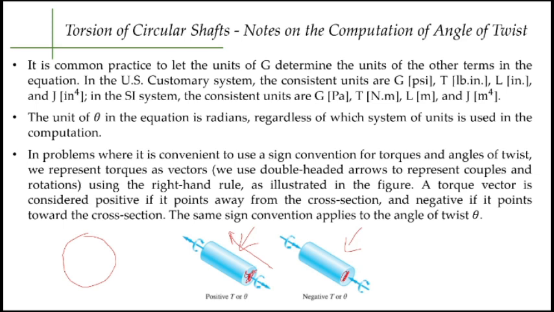Now, in problems where it is convenient to use a sign convention for torques and angle of twist, we represent torques as vectors, of course couples, using the right hand rule. As discussed, a torque vector is considered positive if it points away from the cross section, and negative if it points towards the cross section. The same sign convention applies to the angle of twist.